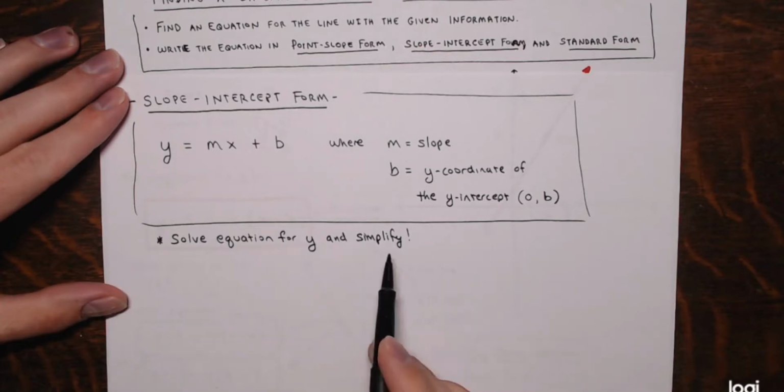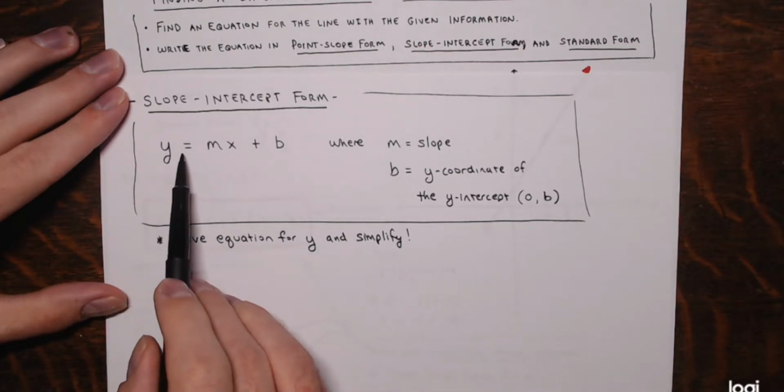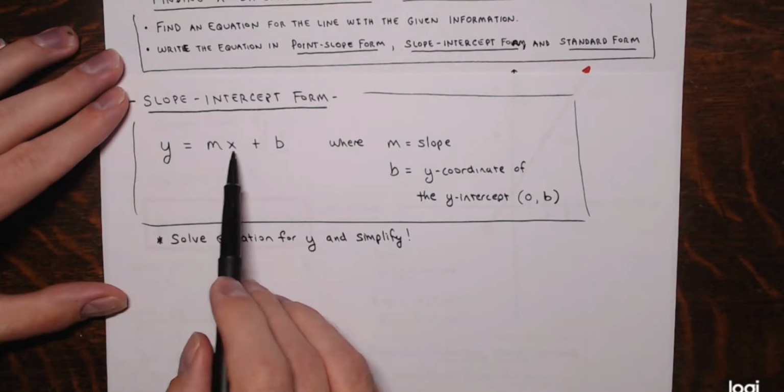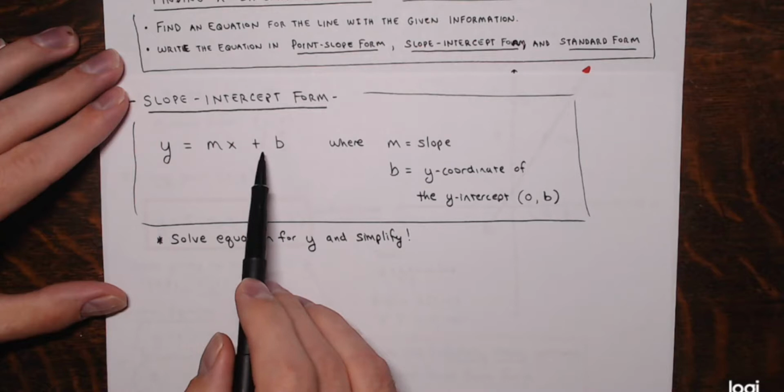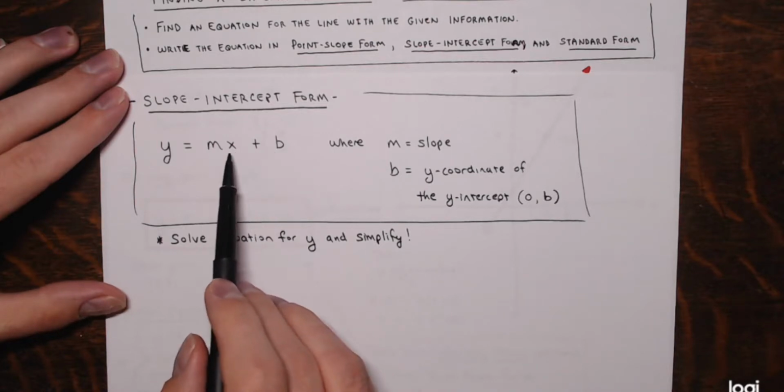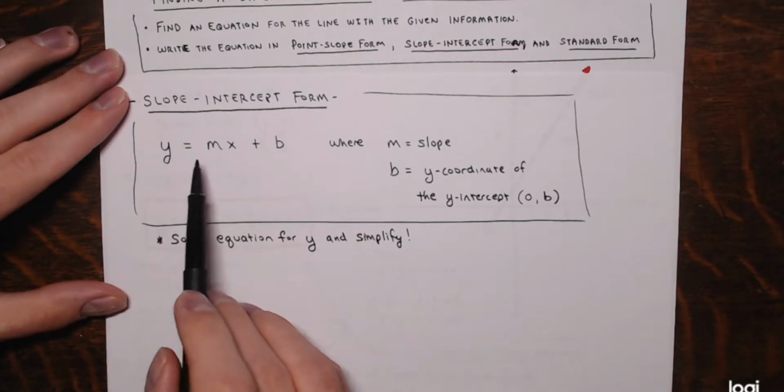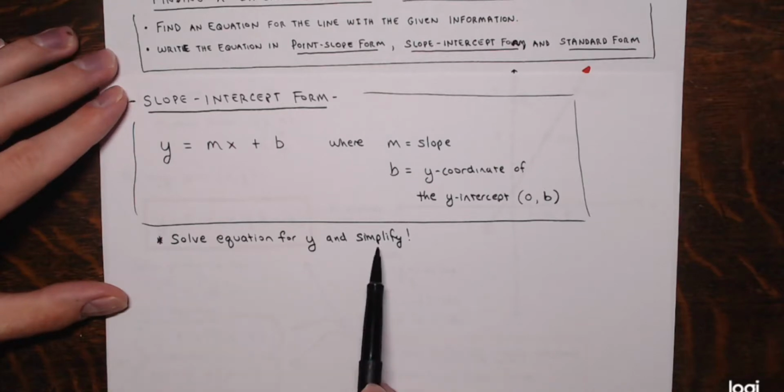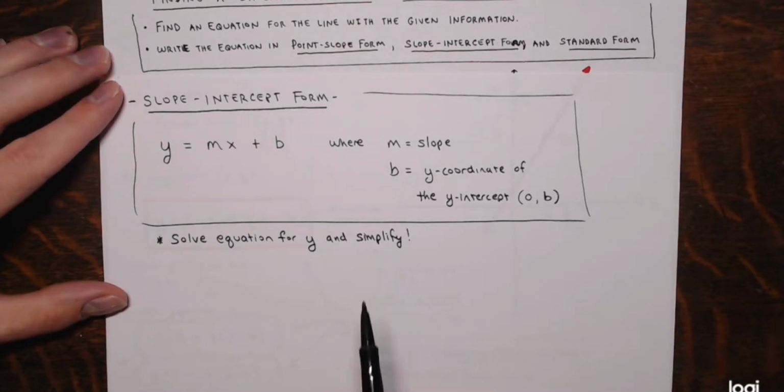Really, that's all you have here. See, y is alone on the left side, and this side has no parentheses or anything, so distributive properties are used and like terms are combined. So this is what you're doing to put an equation in slope-intercept form. Solve for y and simplify.